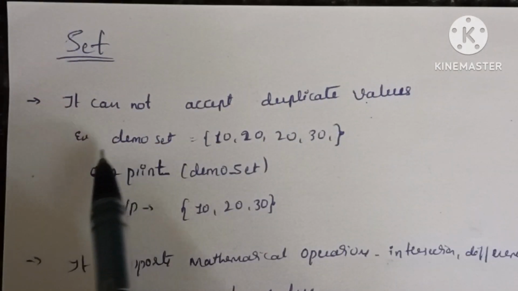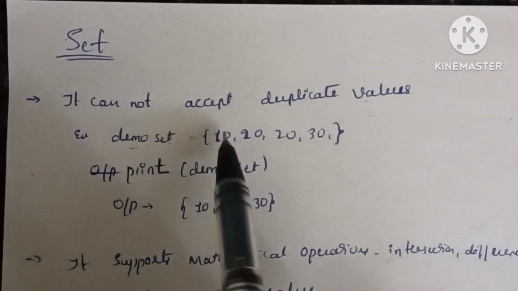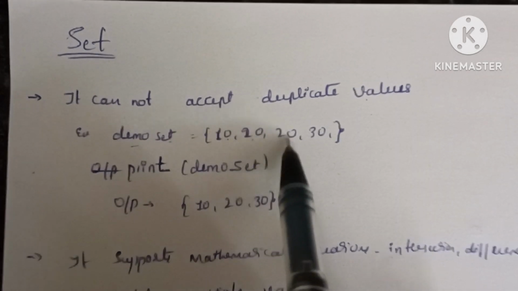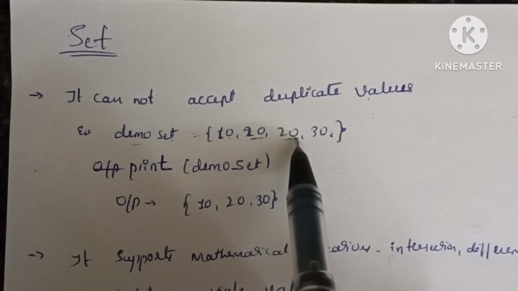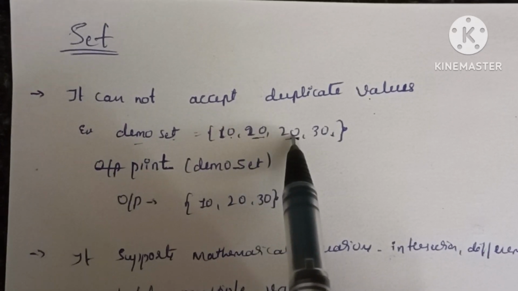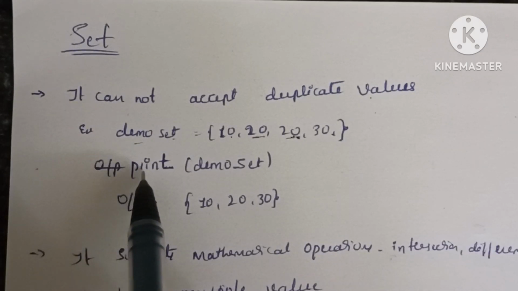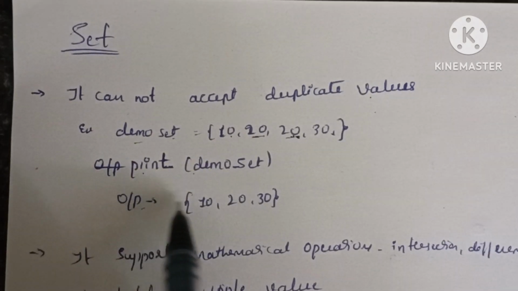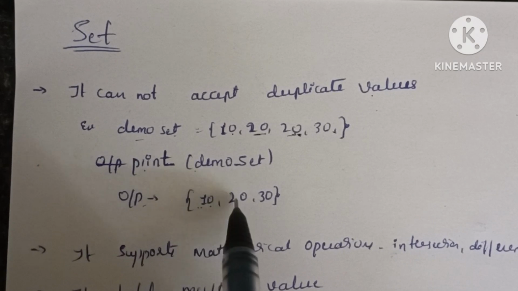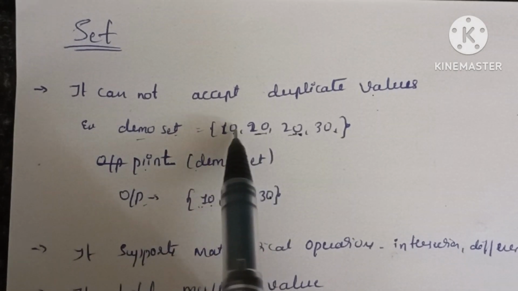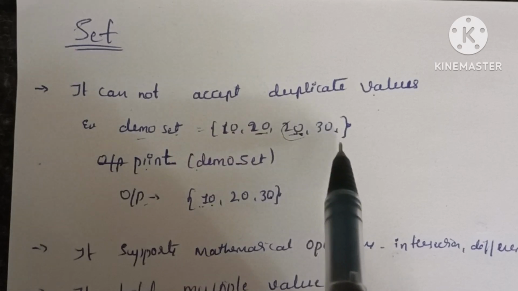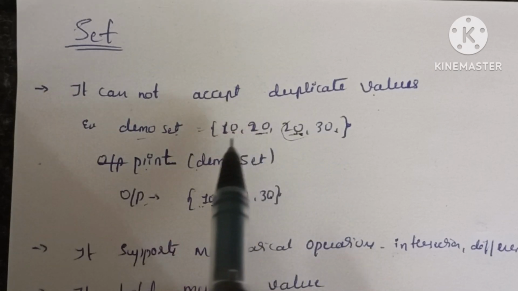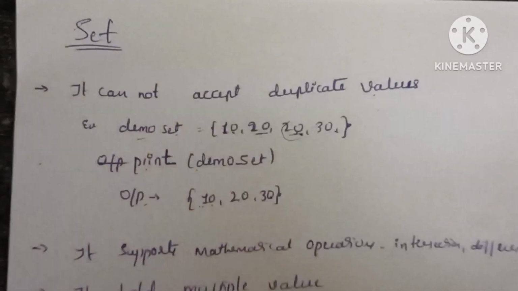That means I will show you the example: demo set 10, 20, 20, 30. So these two 20 values are there. One is real and the other is a duplicate. So can you print the demo set output? It can accept 10, 20, 30 only. This extra 20 it will not accept because it is a duplicate value. That is the meaning of it cannot accept duplicate values.